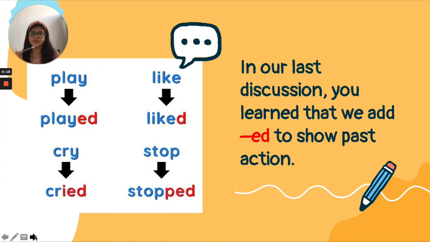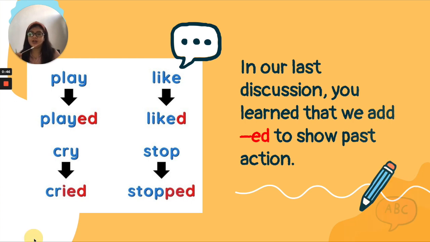So in our previous discussion, we discussed that for us to write verbs in the past tense, to show that the action has been done already, we add ed or d at the end of the verb. Like for example, the word play, played, like, liked, cry, cried, stop, stopped. Okay, sometimes we double the last letter, sometimes we change y to i, then add ed.